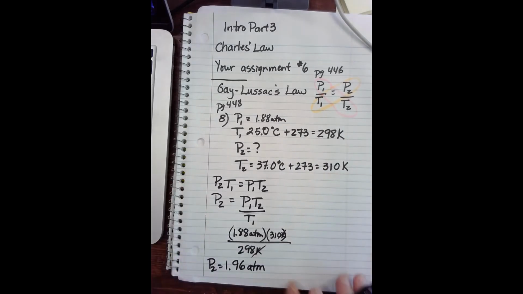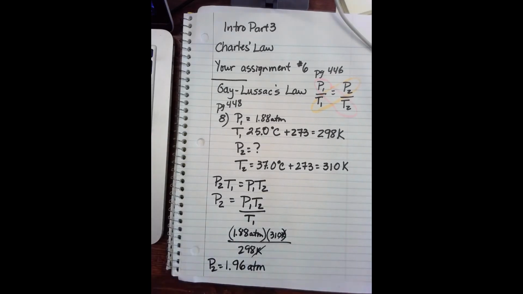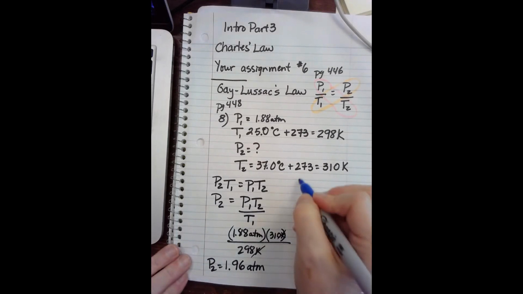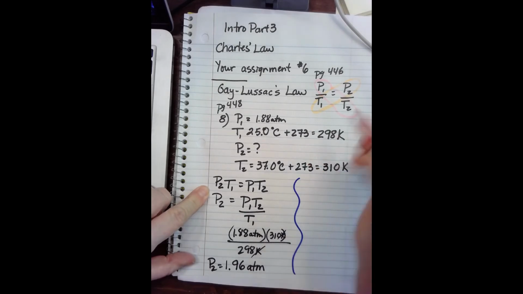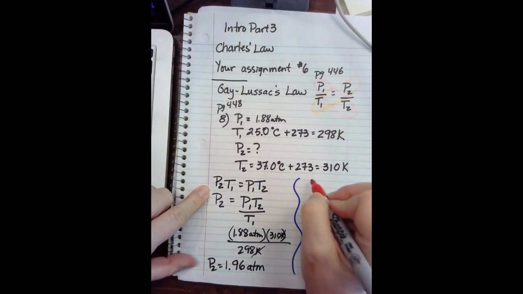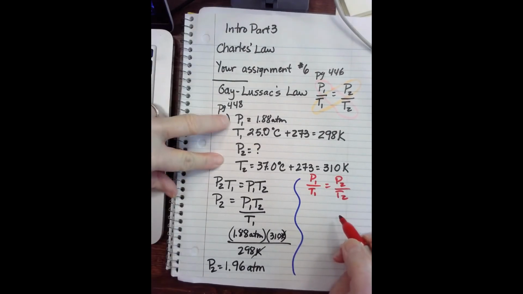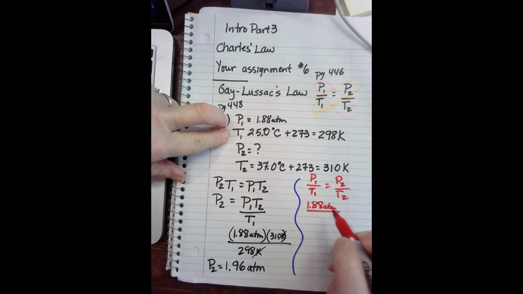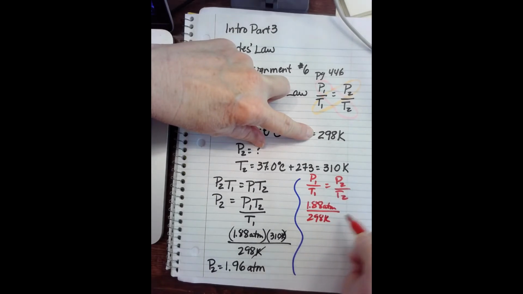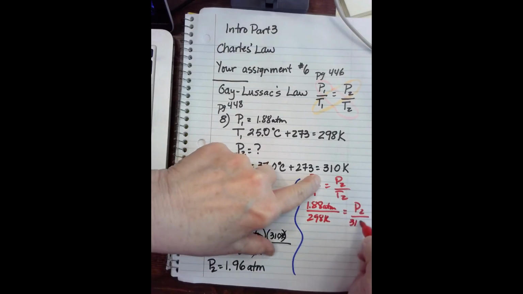Now quickly, let's just look at how would we show the work? I'm going to actually change colors here and let you see. So what would this look like? I'm actually going to change to red. What would this look like if we go just from here and we fill in? I'm sorry, to our original. So we go to P1/T1 equals P2/T2, and we take our data from the chart. So it's 1.88 atm over T1, which is 298 Kelvin, equals P2, which is what we don't know, over 310 Kelvin.